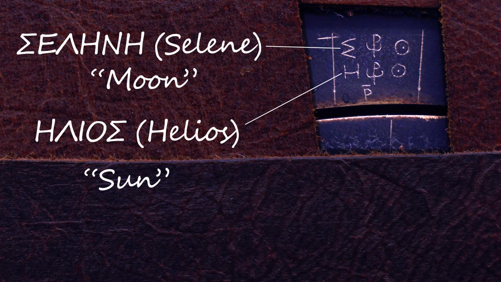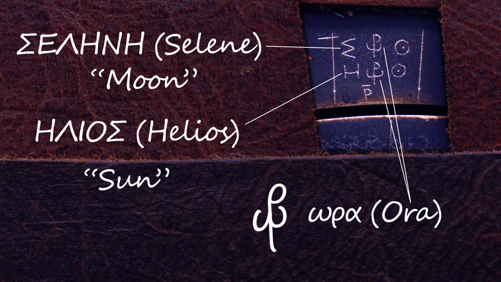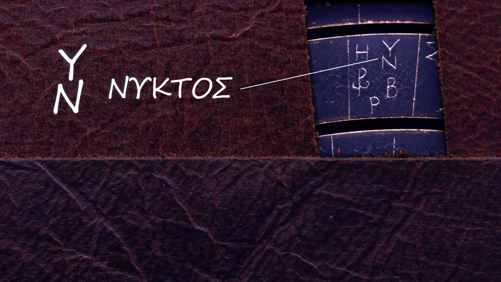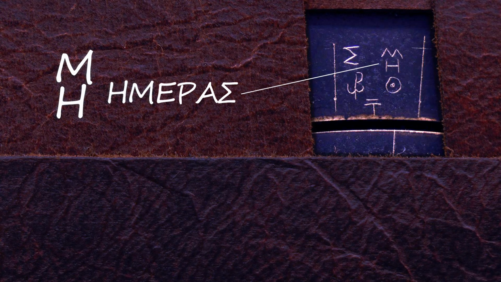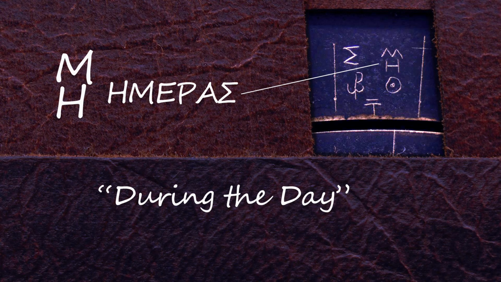The symbol that combines a lowercase omega and rho is an abbreviation for aura, to indicate the hour. And the characters that follow this symbol indicate the hour of the day or the hour of the night as appropriate that the given eclipse would occur. Some cells also contain a compact display of nu and ypsilon, which is an abbreviation of nyktos, intended to indicate during the night. And some cells contain a compact display of eta and mu, which is an abbreviation of imeras, intended to indicate during the day.